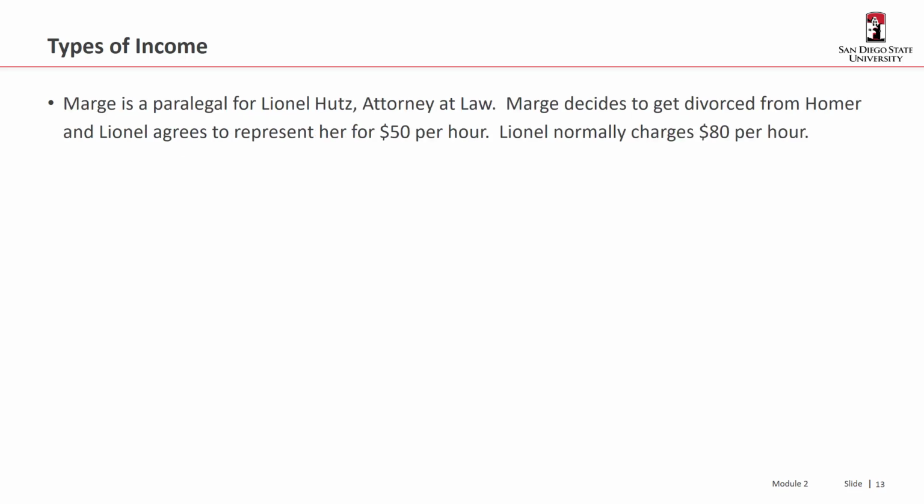Okay, Marge is a paralegal for Lionel Hutz. And Lionel Hutz is an attorney. And Marge decides to get divorced from Homer and goes to Lionel and says, will you please represent me? And Lionel says, sure. And because you're such a great employee, I'll represent you for $50 an hour. And Lionel would normally charge $80 an hour. The maximum discount percentage that can be excluded from income is 20%.